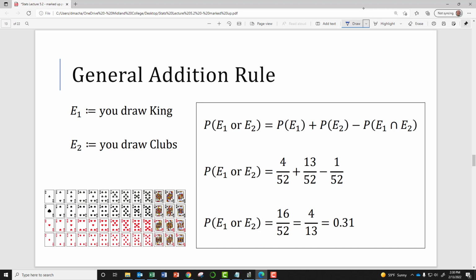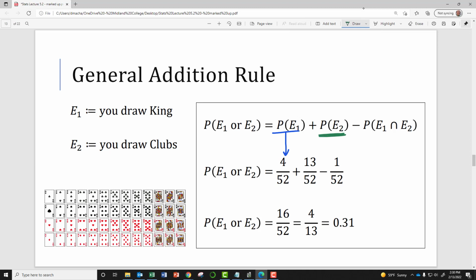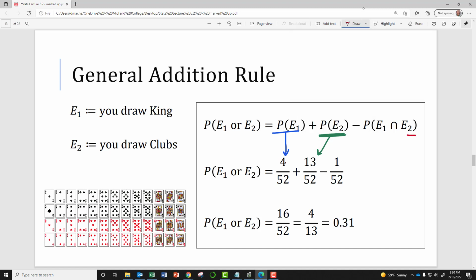So, working our previous example, now using our general addition rule, the probability that we draw a king is going to be E1. And the probability that we draw a clubs is going to be the probability of E2. And that intersection, which represents the king of clubs, is that right there. So that's why we subtract 1 over 52 to get the correct answer that we did before.